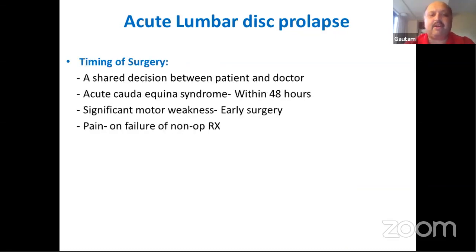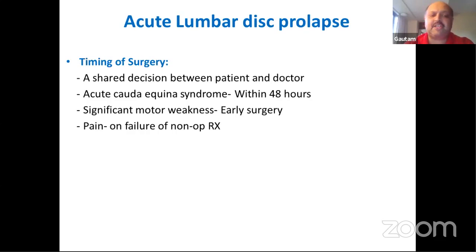Then comes the timing, the question of surgery. When should you think of surgery? Well, as Dr. Chabra clearly pointed out, it's a shared decision between the patient and the doctor. What is it the patient wants? If there is acute cauda equina syndrome, it's an emergency. Try to operate within 24 to 48 hours. If there is a significant motor weakness, a quadriceps weakness, for example, or a foot drop, then early surgery. It's not an emergency, but as early as possible.